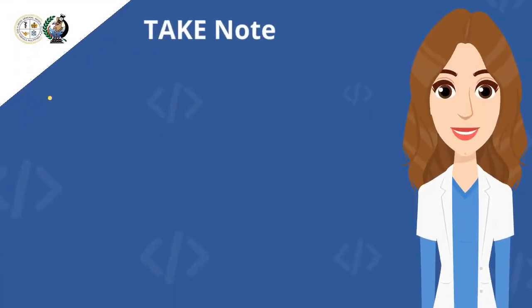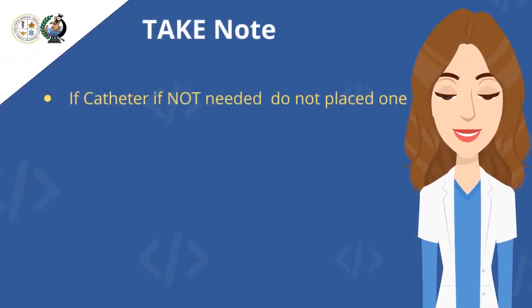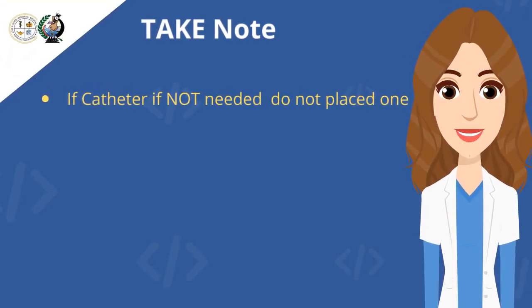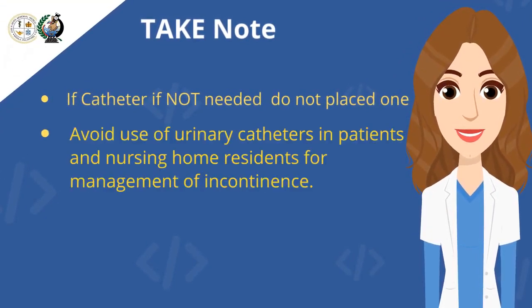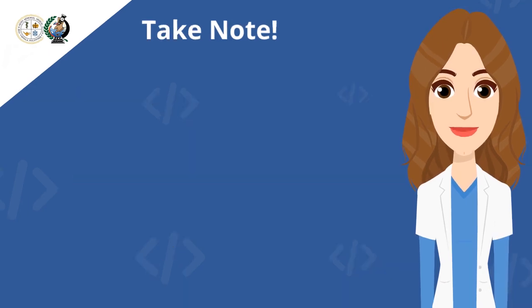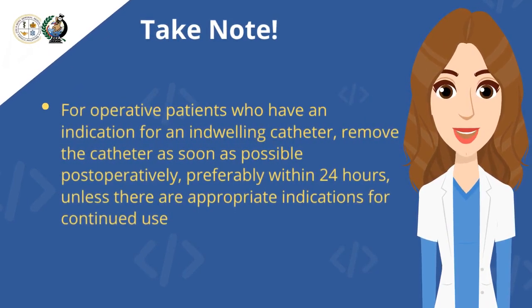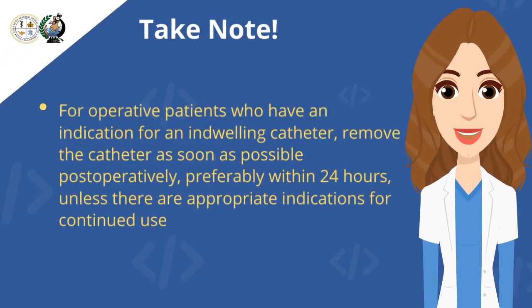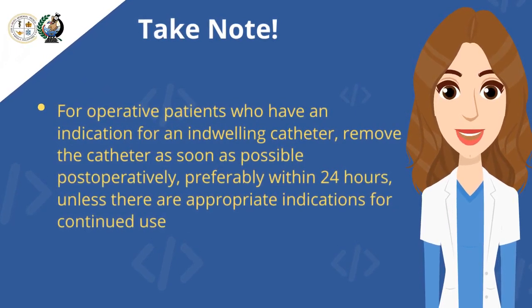Take note. Number 1. If catheter is not needed, do not place one. 2. Avoid use of urinary catheters in patients and nursing home residents for management of incontinence. 3. Use urinary catheters in operative patients only as necessary, rather than routinely. And number 4. For operative patients who have an indication for an indwelling catheter, remove the catheter as soon as possible postoperatively, preferably within 24 hours, unless there are appropriate indications for continued use.